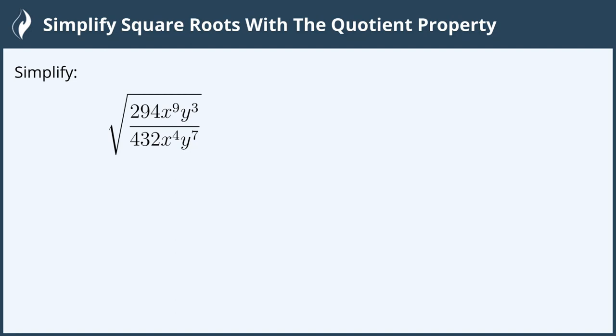Hi everyone! In this video, we will simplify square roots with the quotient property. Simplify the square root of 294 x to the ninth, y to the third, divided by 432 x to the fourth, y to the seventh.